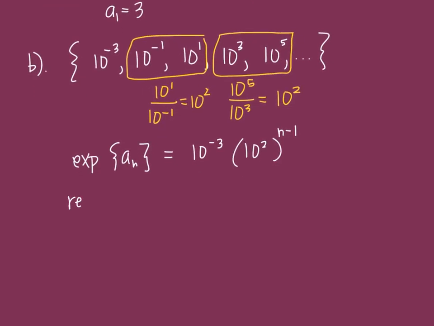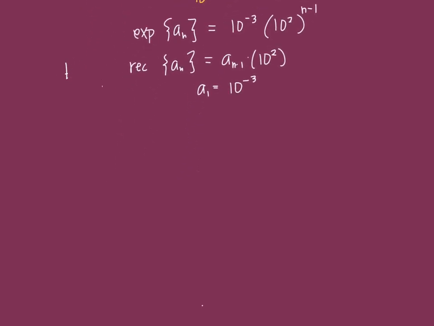The recursive formula would be a sub n minus 1 times 10 squared, or you could write 100 if you wanted. And then the first term starts with 10 to the negative 3. And so that shows you that you're starting at 10 to the negative 3 and that you're consistently multiplying by 10 squared.